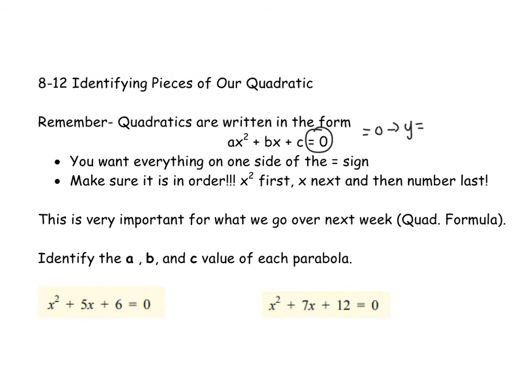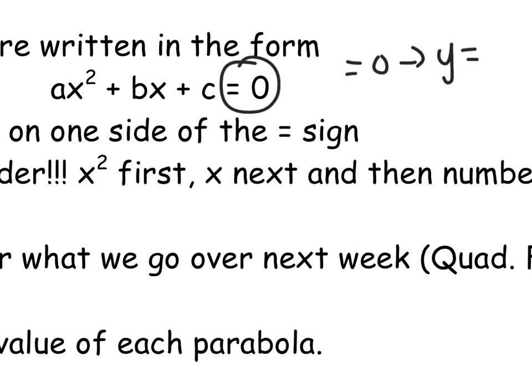The first thing you want to do is make sure that everything is on one side of the equal sign, because if it's not on that one side of the equal sign, you can't identify your A, your B, and your C. Now for bullet 2, you need to make sure it's in order. It always goes x squared first, x next, number last. So what that means is we basically just want our quadratic to be in standard form.